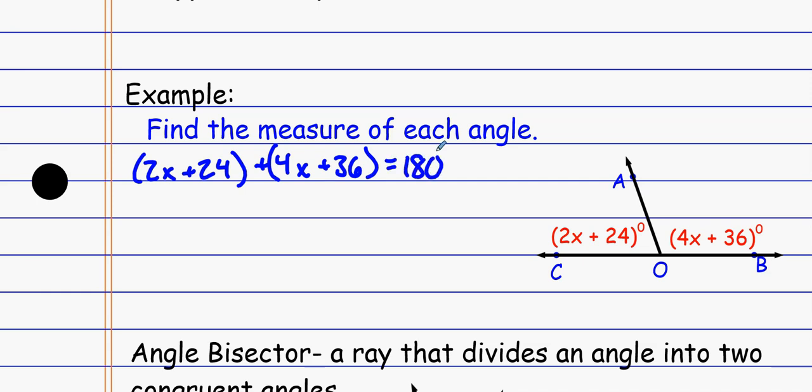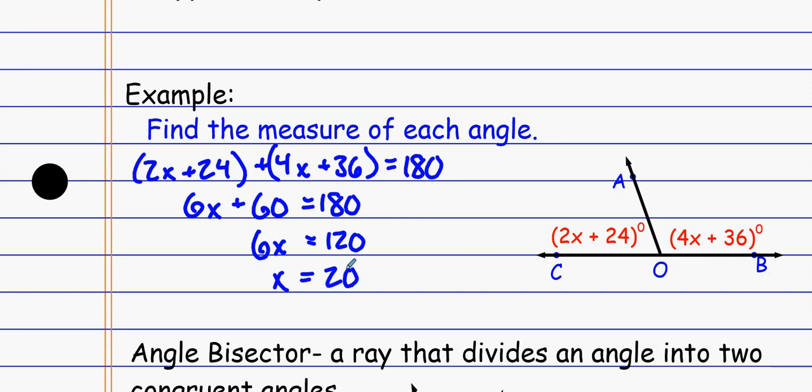And it's the same kind of concept, as this is still built on the angle addition postulate. The two angles add up to the whole thing. The whole thing just happens to be 180 this time. And so I combine like terms. That's 6x plus 60 equals the 180. And now I'm going to subtract that 60 from each side, and I'm going to divide by the 6, and I get 20.